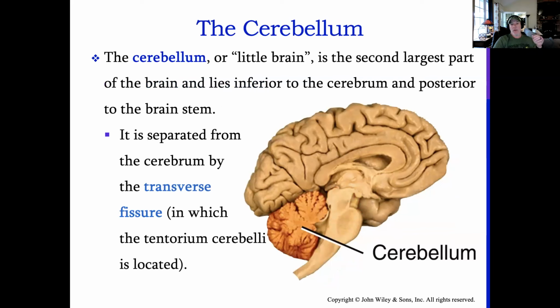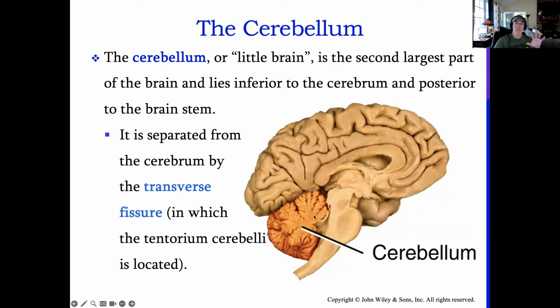Now, the cerebellum is located here posterior to the pons and the fourth ventricle. The cerebellum is made up of two separate hemispheres. Those hemispheres are going to join together by a structure called the vermis. And the cerebellum is going to be separated from the cerebrum via the transverse fissure, which is going to be this big fold right here between the cerebellum and the cerebrum. The transverse fissure is also where we're going to see a fold of the dura mater kind of compartmentalize these different parts of the brain. And that fold is what we call the tentorium cerebelli.